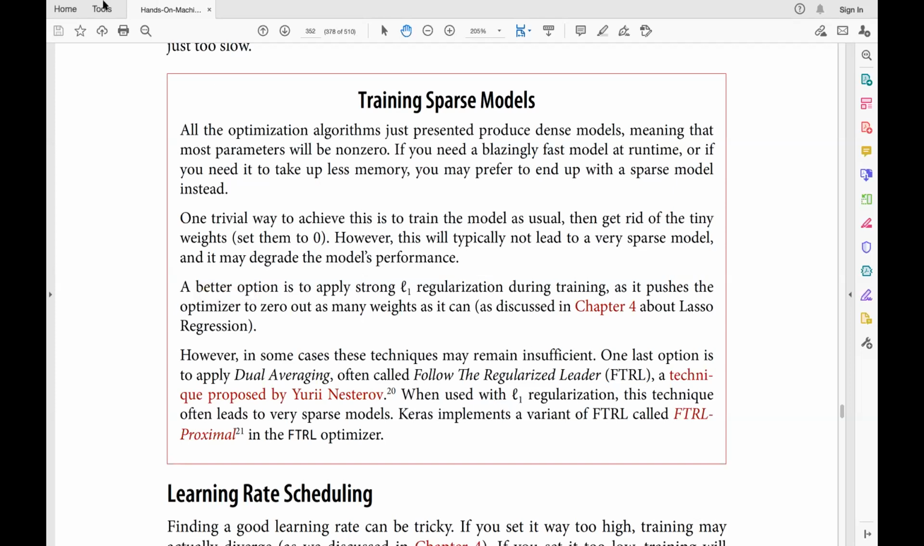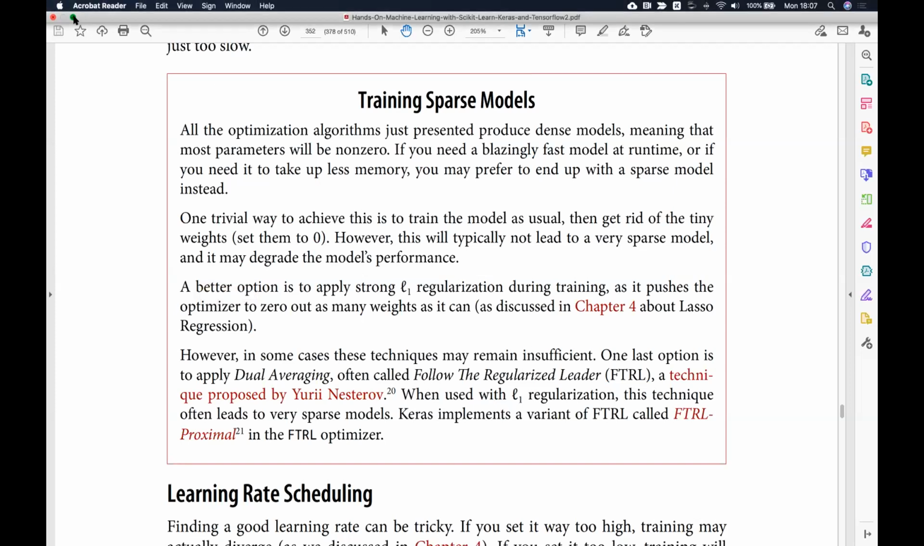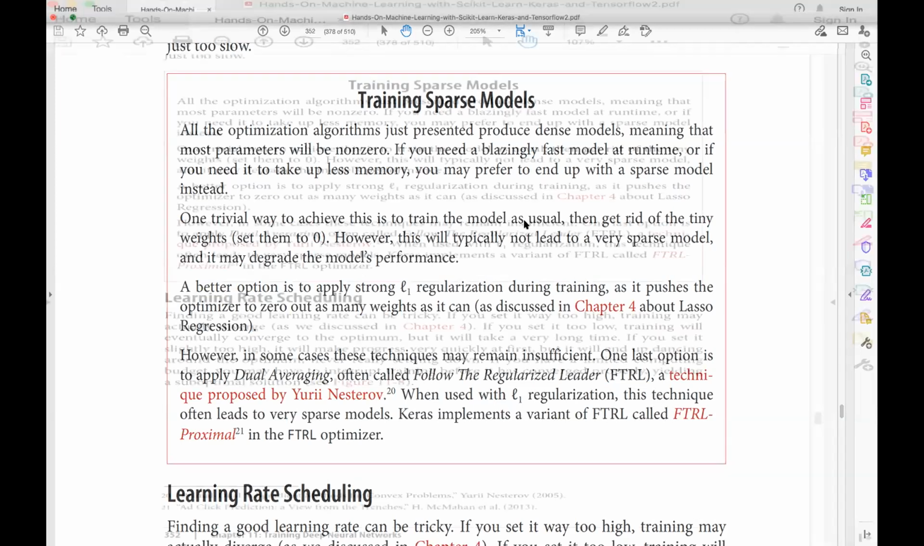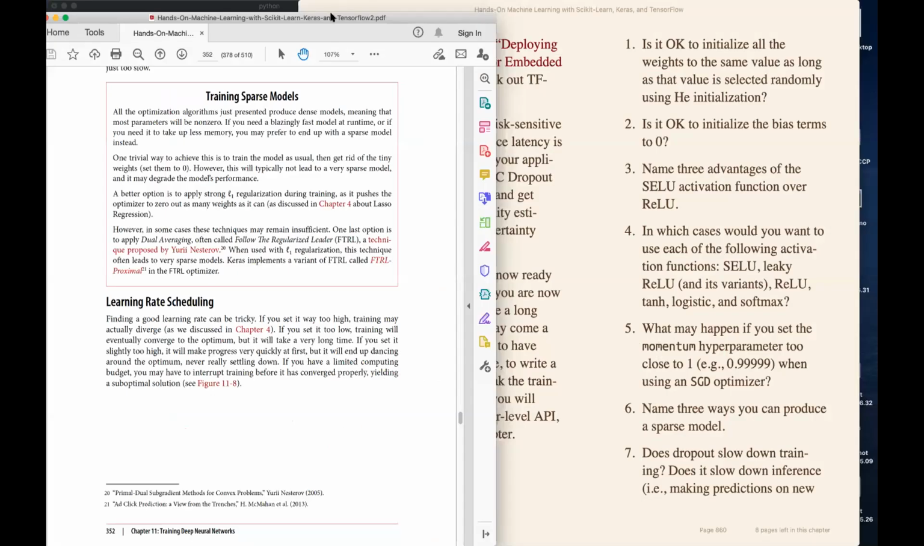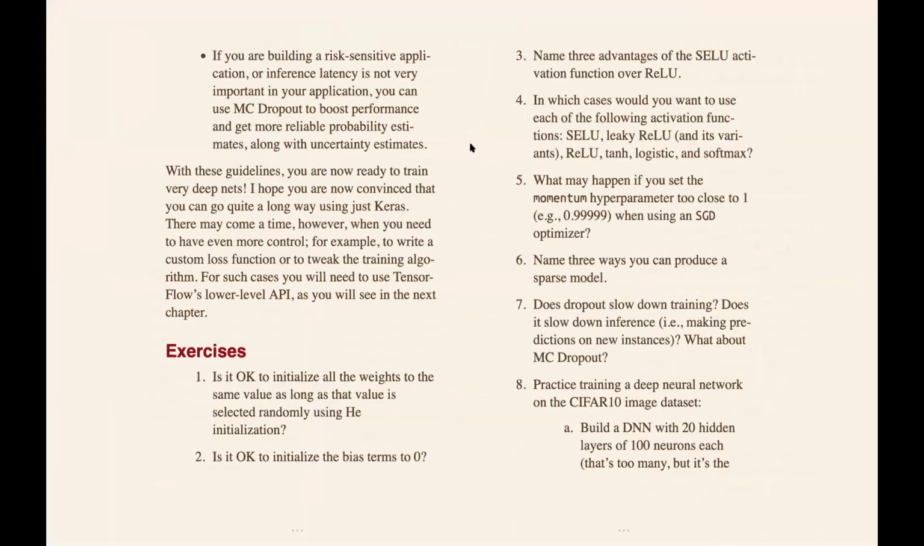Okay, maybe Maria, you want to read the... Sure, yeah. One way to produce a sparse model, i.e. with most weights equal to 0, is to train the model normally, then zero out tiny weights. For more sparsity, you can apply L1 regularization during training, which pushes the optimizer towards sparsity. A third option is to use the TensorFlow Model Optimization Toolkit. Okay, and that's what we discussed.